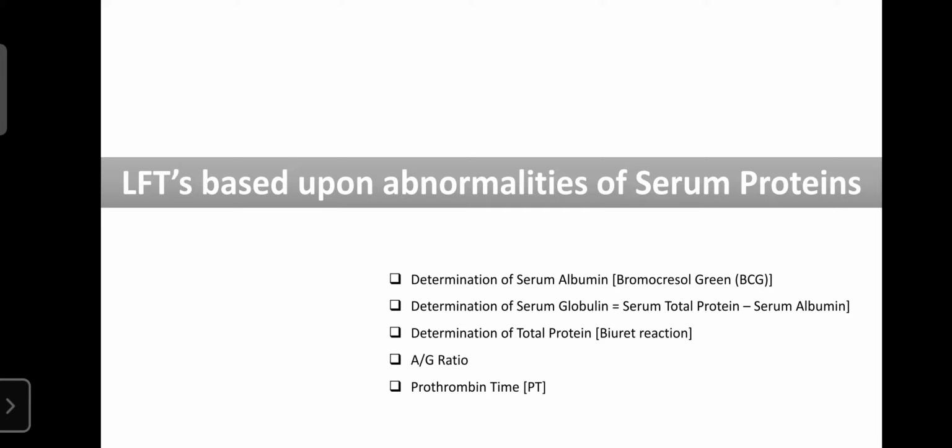Due to hepatotoxicity, proteins like albumin, globulin, prothrombin, haptoglobin, and ceruloplasmin are not synthesized, and due to that their concentration decreases. Monitoring or determining these proteins is helpful to assess the LFT. Commonly in the market, doctors assess the LFT through determination of serum albumin.